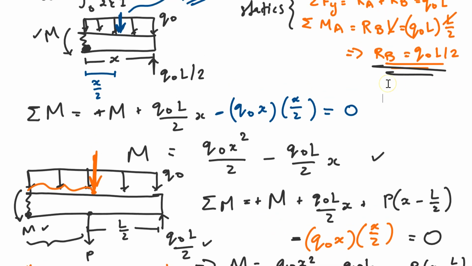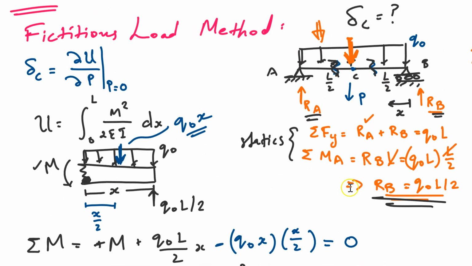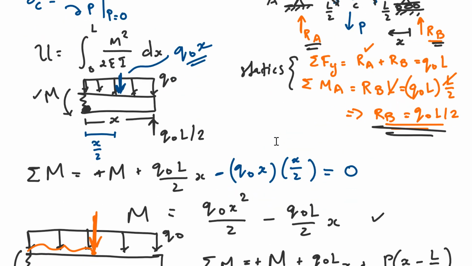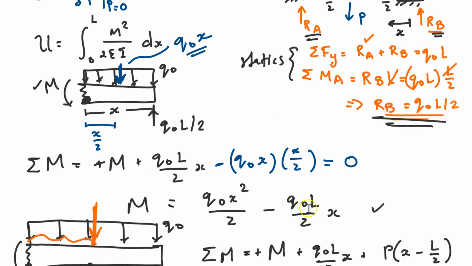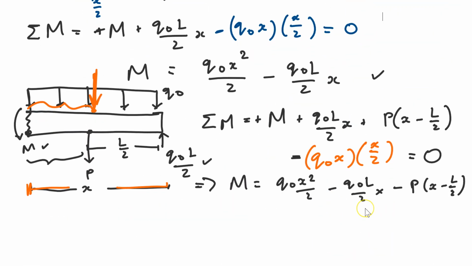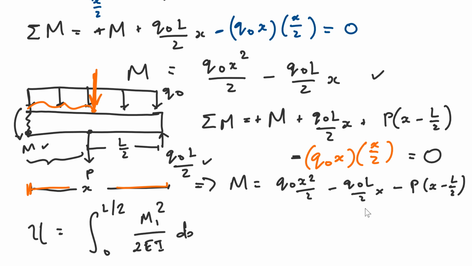Okay, so just to recap, we've used the statics to find the reactions, we've made 2 cuts, and then we followed our normal procedure, finding the moment here, finding the moment here. And now after all of this, we have to find the strain energy by integrating from 0 to L over 2 of m1 squared over 2EI, and then the second one, L over 2 to L of m2 squared over 2EI dx. And this is going to give blah, blah, blah.